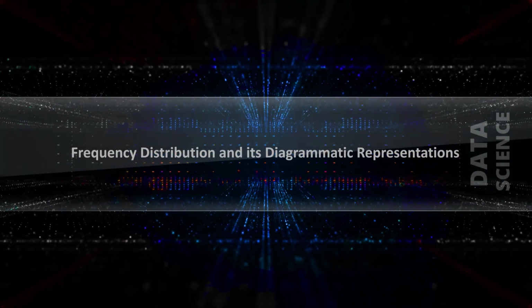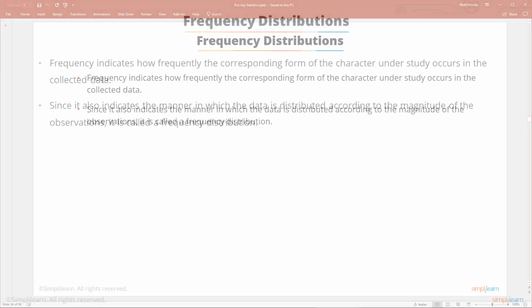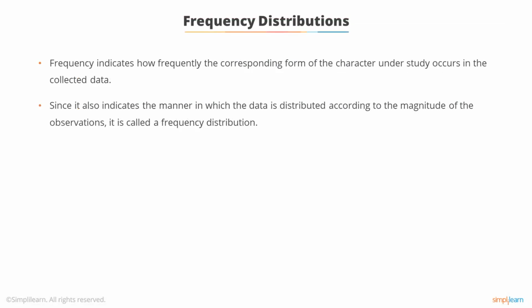Frequency distribution and its diagrammatic representations. So frequency indicates how frequently the corresponding form of the character under study occurs in the collected data. Now, since it also indicates the manner in which the data is distributed according to the magnitude of the observations, it's called a frequency distribution.